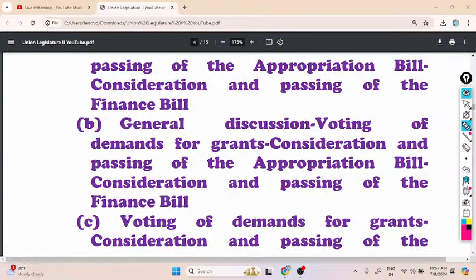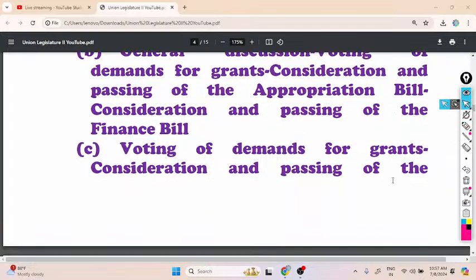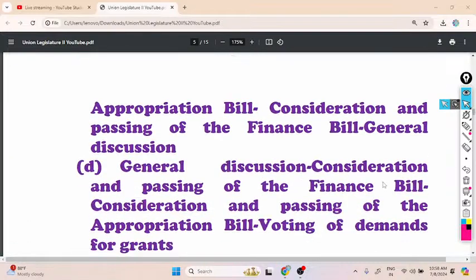Other options do not have general discussion in the beginning. Option C begins with voting on demand for grants. Option D has general discussion first, then consideration of the finance bill. The finance bill constitutes the last stage of the budget, so it is not correct. So the answer will be B.